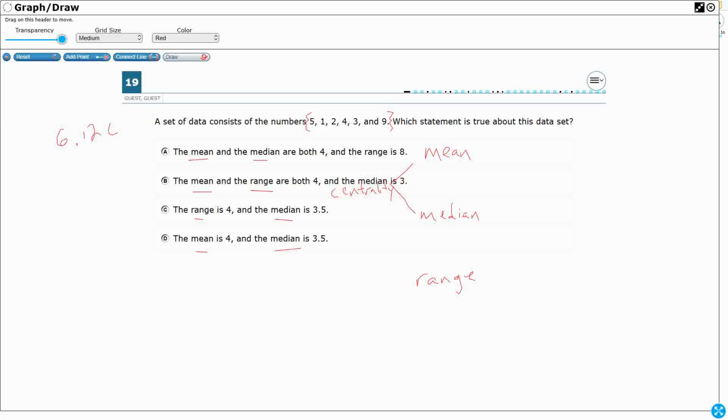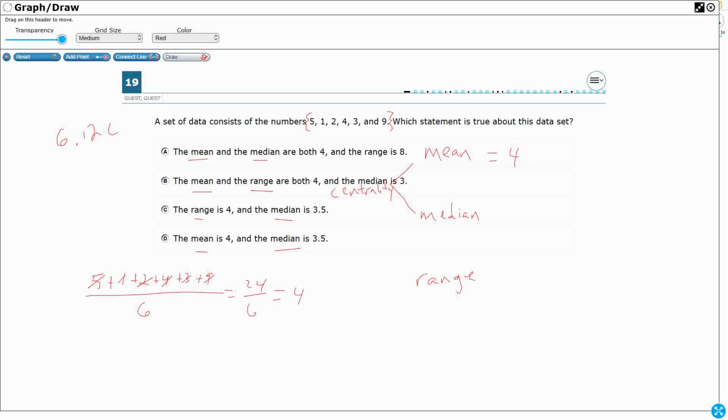So what is the mean? Another way to think of the mean is the average. So what you do is you take all your items, 5 plus 1 plus 2 plus 4 plus 3 plus 9, and then you divide it by how many items there are. 1, 2, 3, 4, 5, 6. So you take all your data, add it up, and divide it by how many pieces of data there are. So let's see, I've got 5, 6, 10, and then I've got a 15. All right, so I've got 24 over 6. Okay, so my mean equals 4.